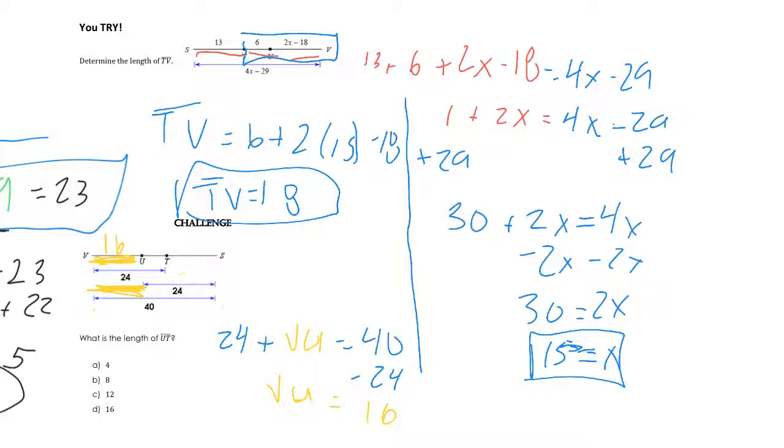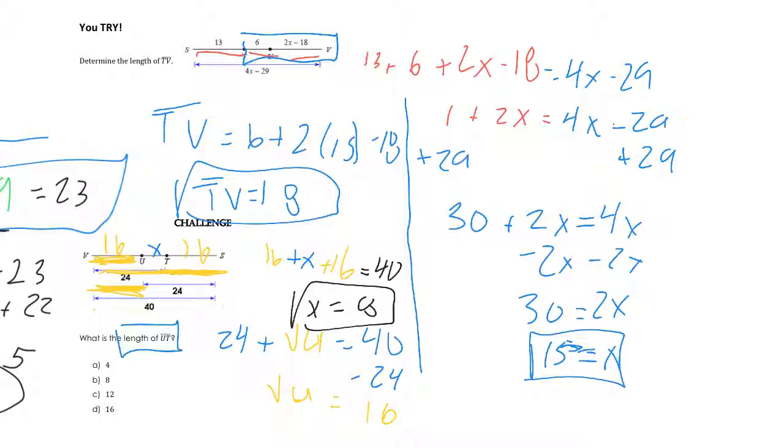Same thing could happen here. I have to find this piece, TS. Well, I see 24 plus TS would equal 40, so it's going to be 16 again. And I want to find UT. It asks, what is the length of UT? So that's my x. There's no x in this problem, so I could add it here. So I just need to set up my equation. Now I've got the three pieces of the line: 16 plus x plus 16 equals the whole thing, which is 40. I'm going to solve that really quick. 16 plus 16 is 32. Subtract 32 from both sides. x equals 8. So UT is 8.